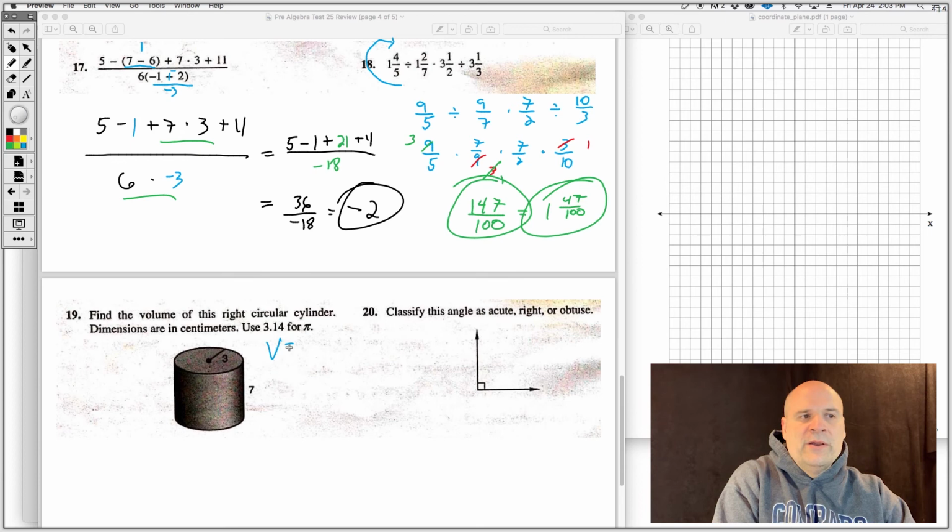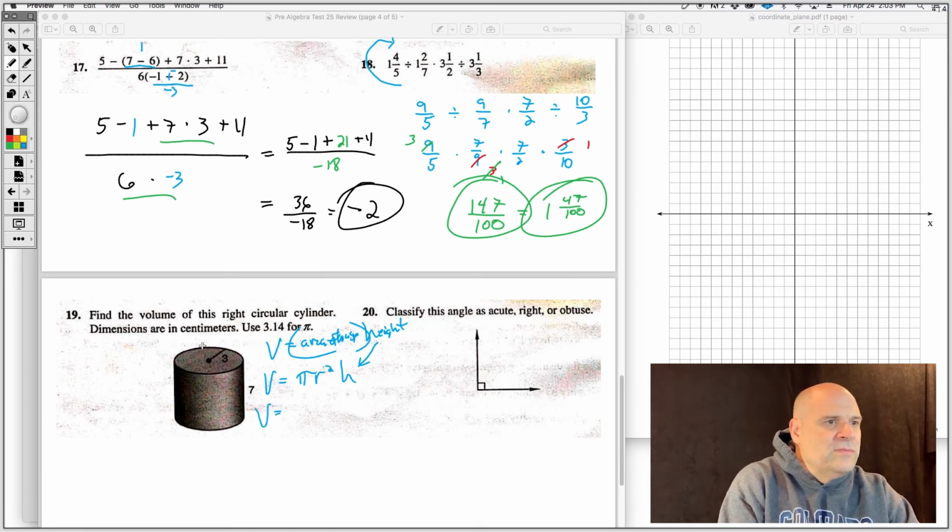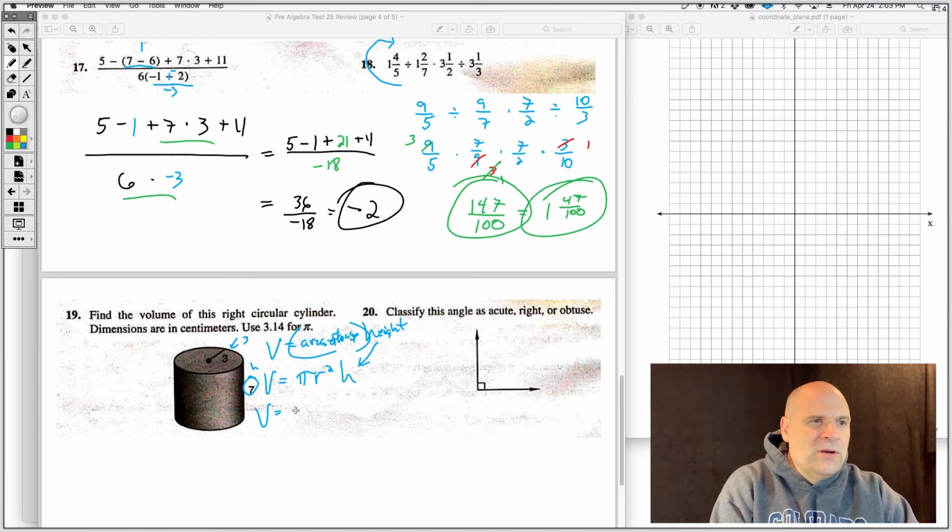How do you find the volume? Area of base times height. Well, what shape is the base? It is a circle. How do you find the area of a circle? Pi r squared times the height. Okay? All right, so you need to know the r and you need to know the h. Well, the height they give you is 7, so that's our h, and then our r is 3, okay? So 3.14 we're using for pi. R is 3, so 3 squared, and then h is 7.